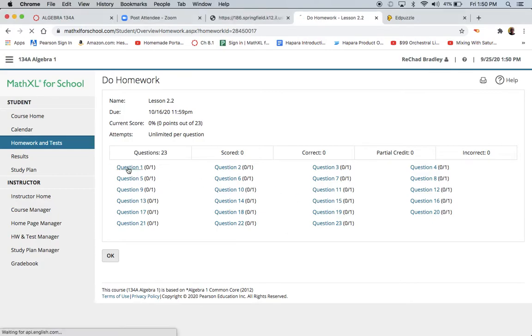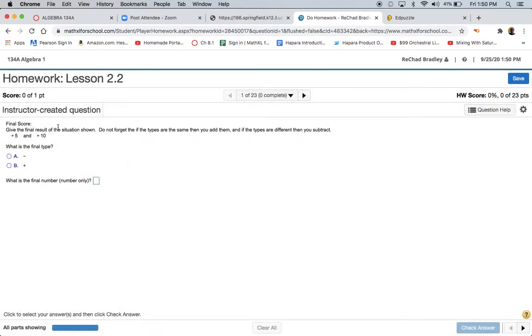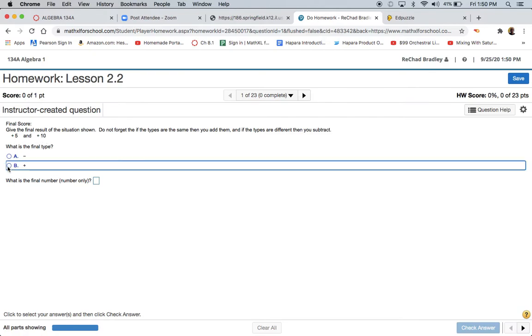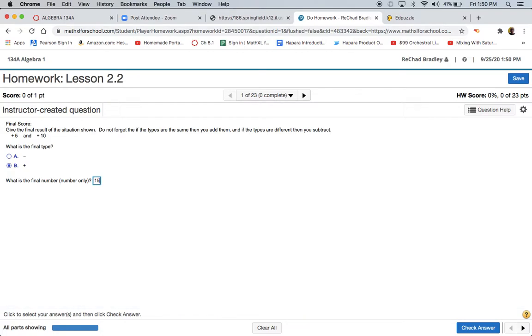Here we go. So question 1. Oh yeah, the pluses and minuses. This is a positive 5, positive 10. My answer should be positive. They work together because they are the same and make 15 altogether.